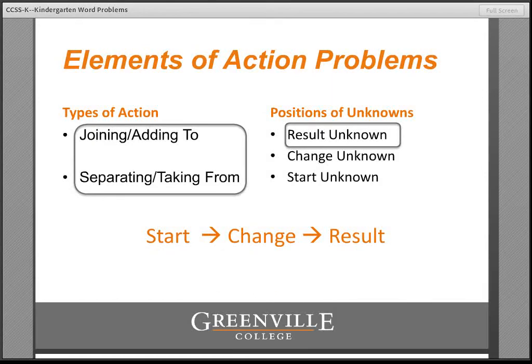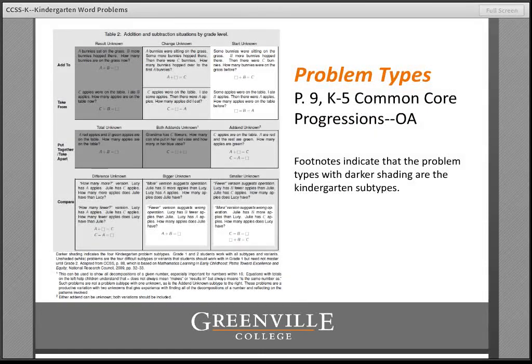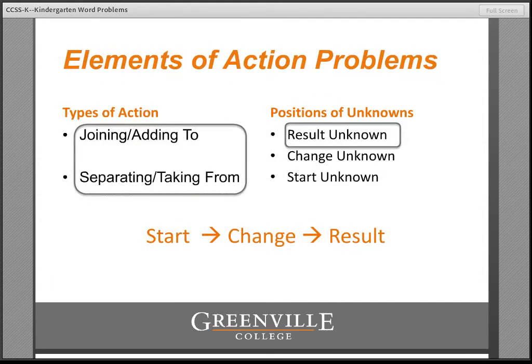Action problems is the first group we're going to talk about, and just to go back to the chart, the add to and the take from, the 2 top rows, those are action problems. Put together take apart is non-action. So we're going to talk a little bit about that, because it turns out that whether it's an action problem or a non-action problem is very relevant to working with students developing problem solving.